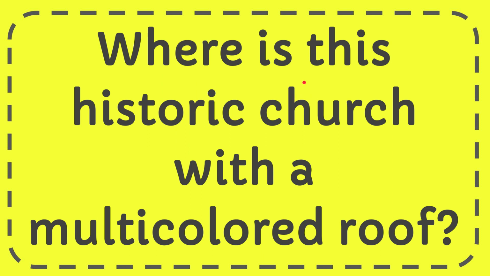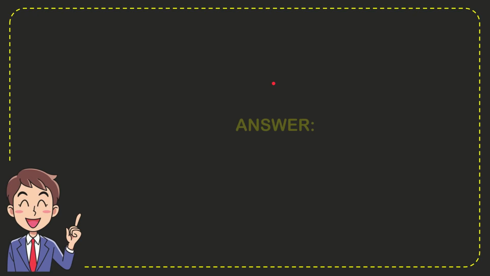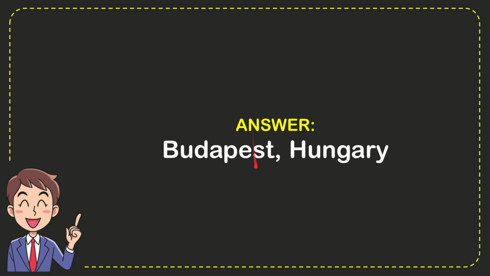In this video, I'm going to give you the answer to this question. The question is, where is this historic church with a multicolored roof? Now, I'll give you the answer to this question, and the correct answer to the question is Budapest, Hungary. Well, that is the answer to the question, Budapest, Hungary.